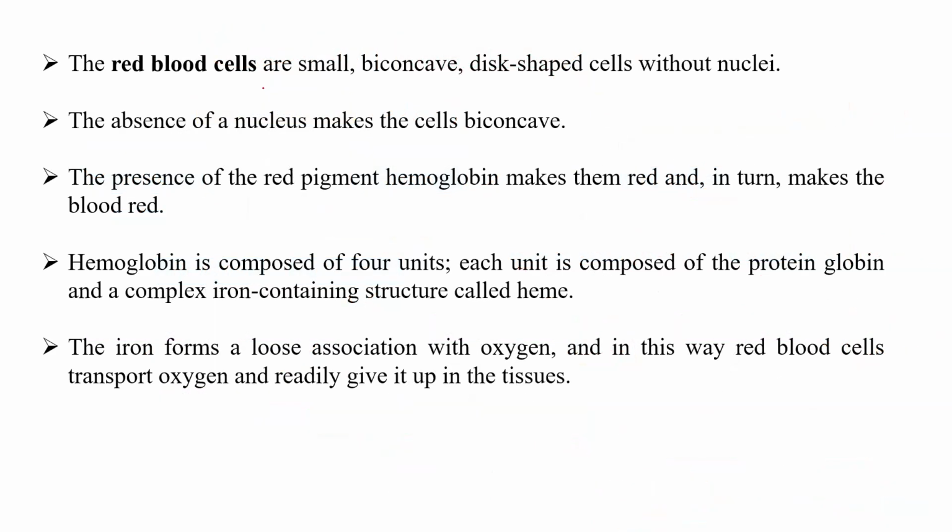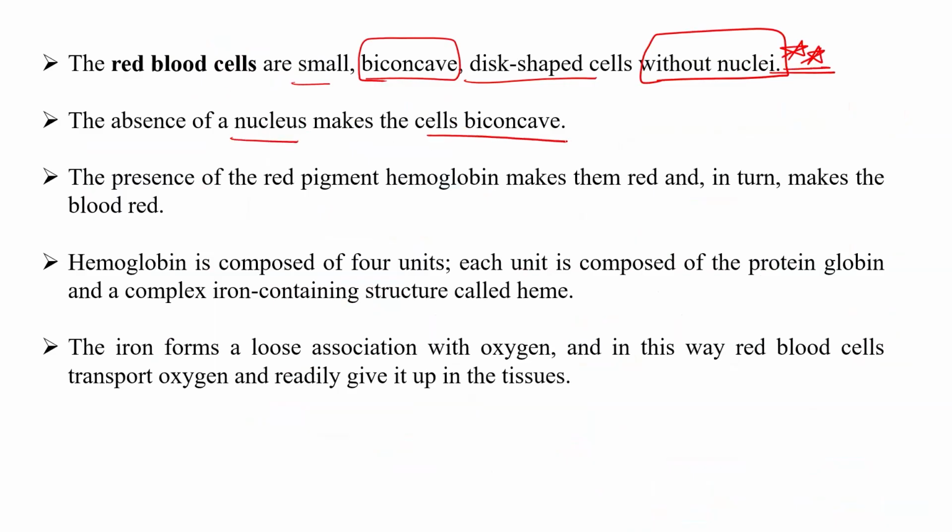So the red blood cells are small, biconcave, disc-shaped cells without the nucleus. This is important: the matured RBC lacks the nuclei. The absence of nucleus makes the cells biconcave. The presence of the red pigment hemoglobin makes them red. So it is because of the presence of hemoglobin that the RBCs are red in color, thereby making the blood red. Hemoglobin is composed of 4 units.